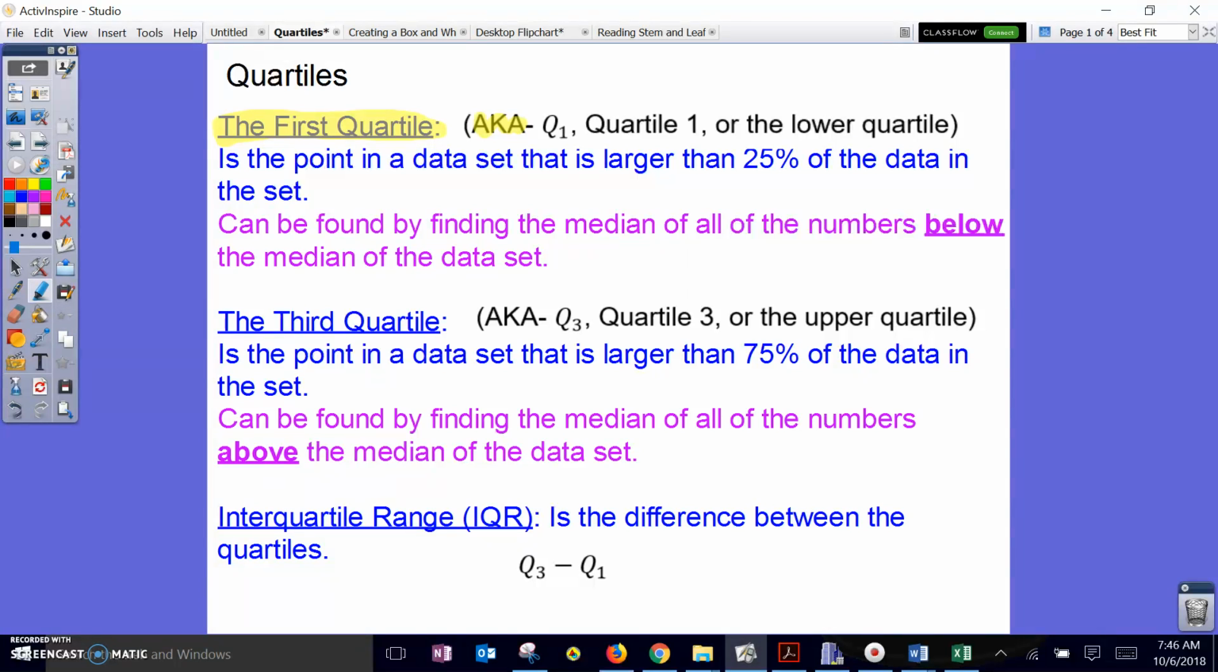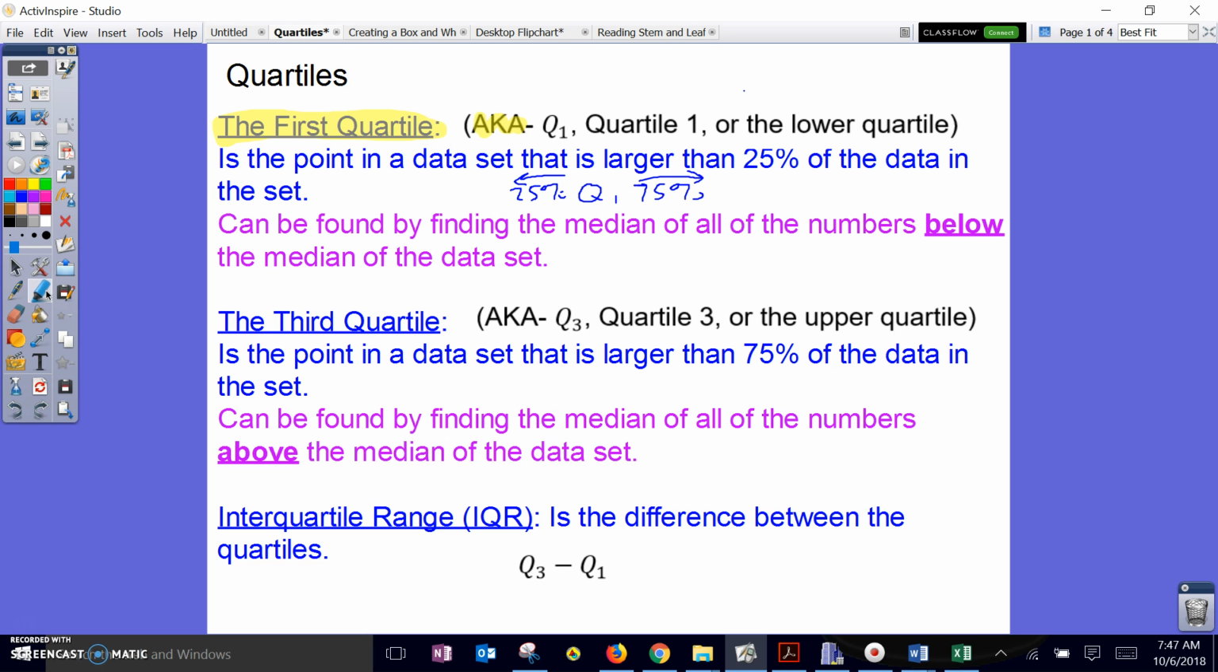in the set. So if you think about what's going on with quartile 1, you've got quartile 1 here, 25% of the data is below it, and 75% of the data is above it. This will come in handy for us later. In order to find the first quartile, what we will do is we will first find the median of the data set, and then the first quartile is the median of all of the numbers that are below the median. So we'll find the median, and then we'll just look at the numbers that are below that, and then we'll find the median of that group, and that's the first quartile.